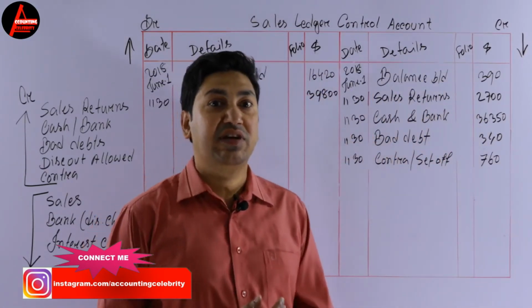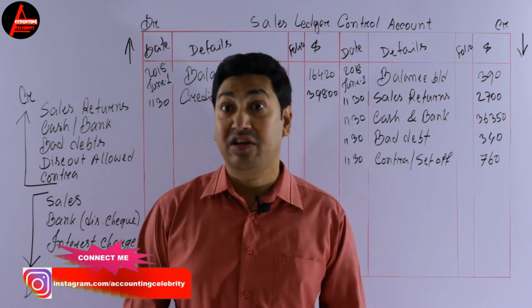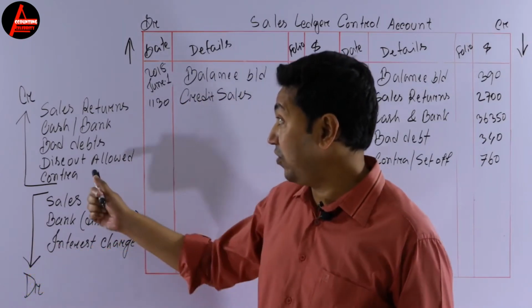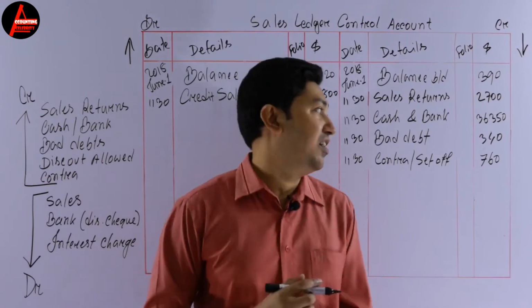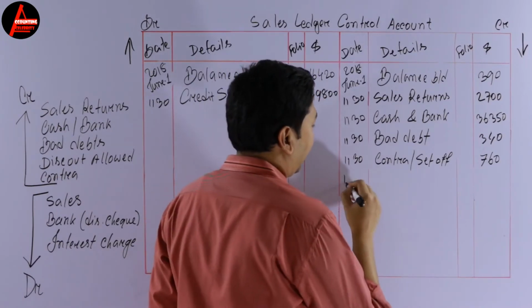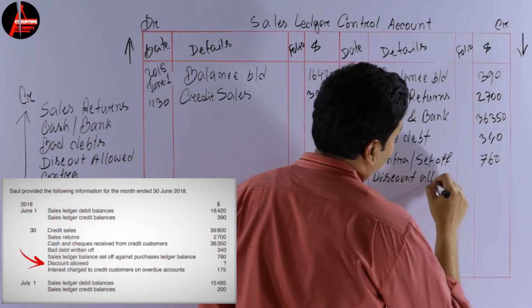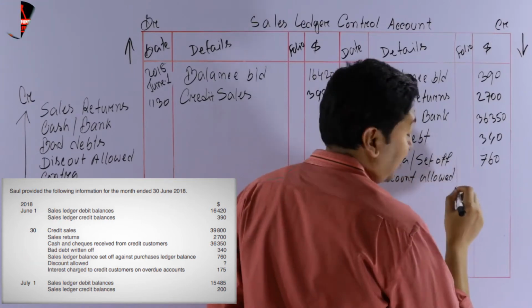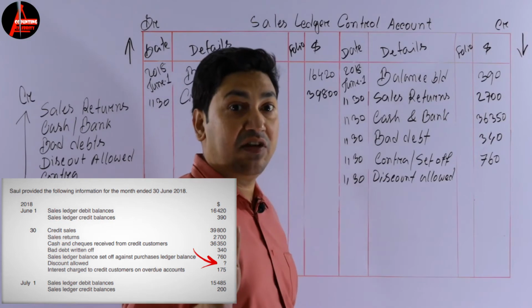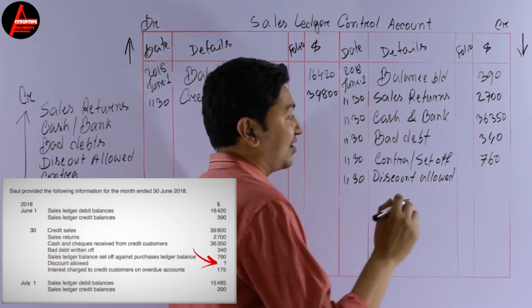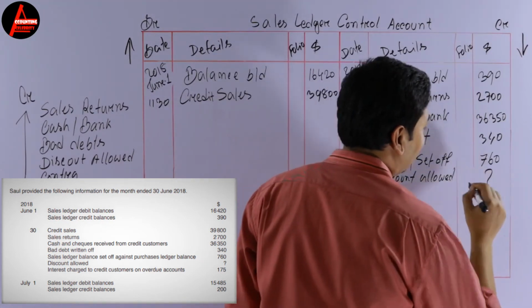Great. Next one is here discount allowed. Yes, discount allowed will be included where? In the credit side. So go to credit side and write discount allowed. Okay, in the question the value is not given, so we need to calculate this value.